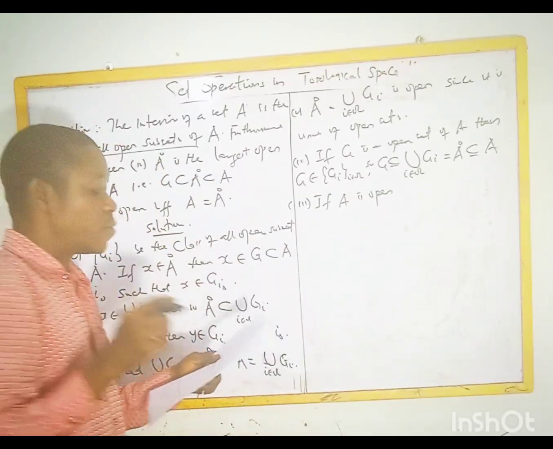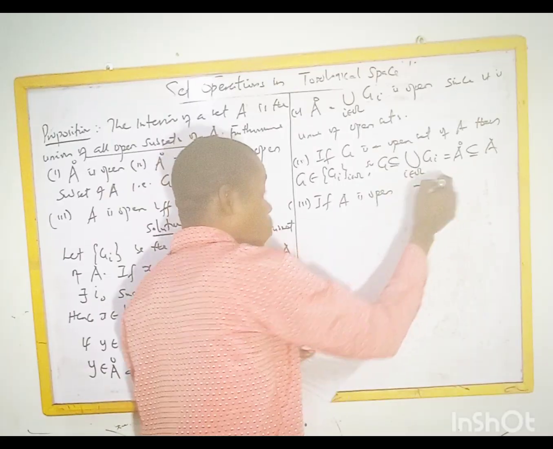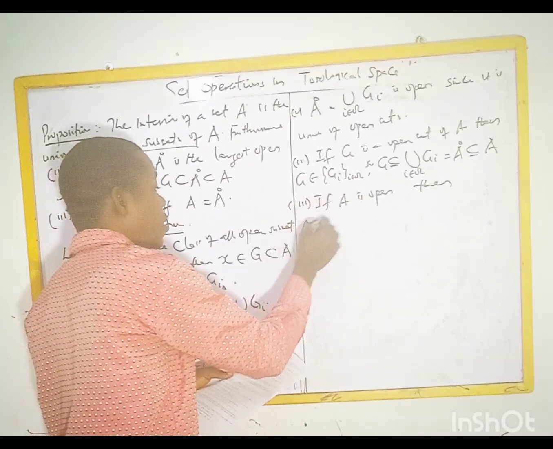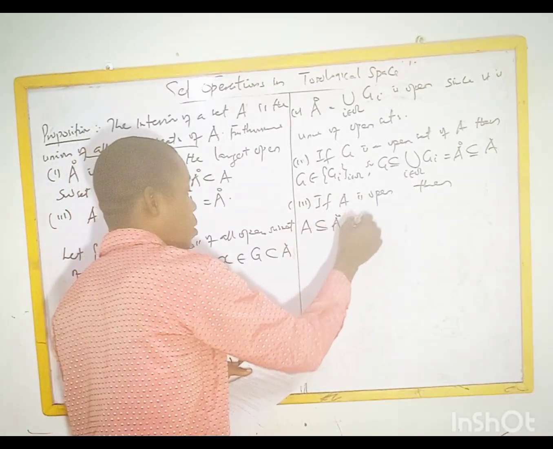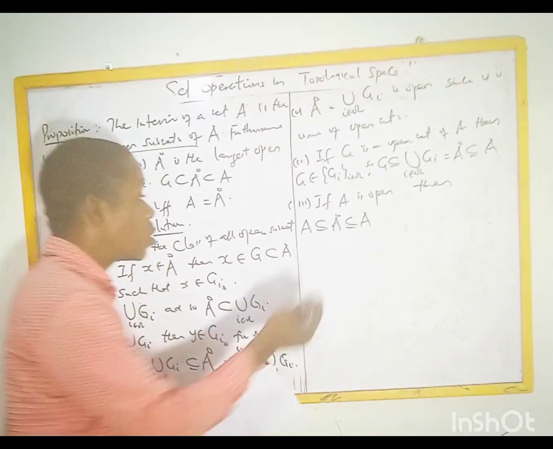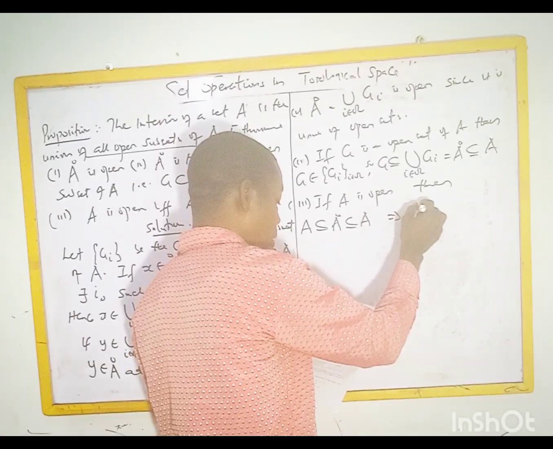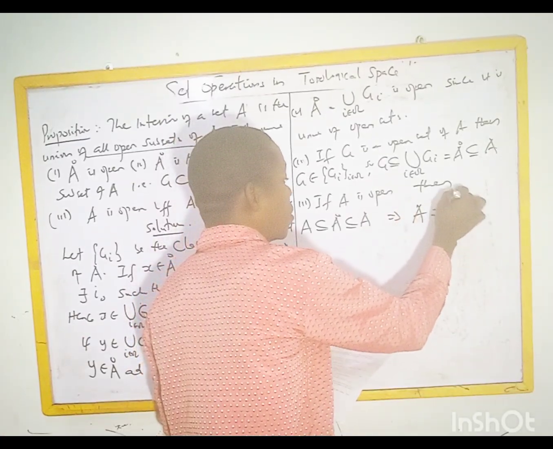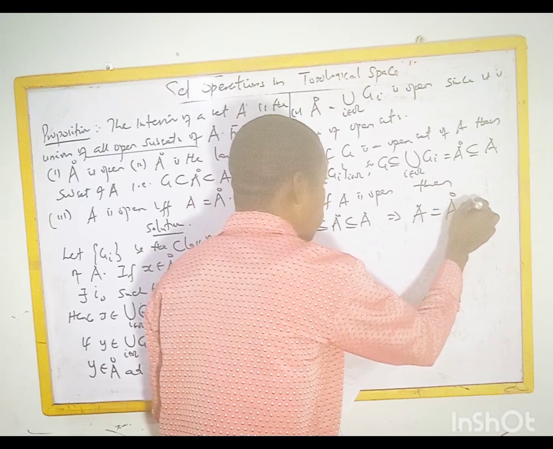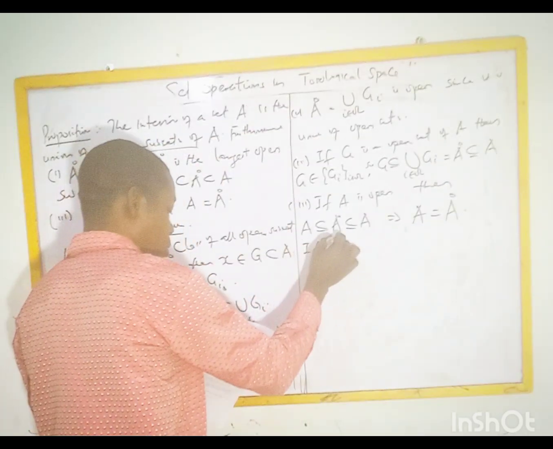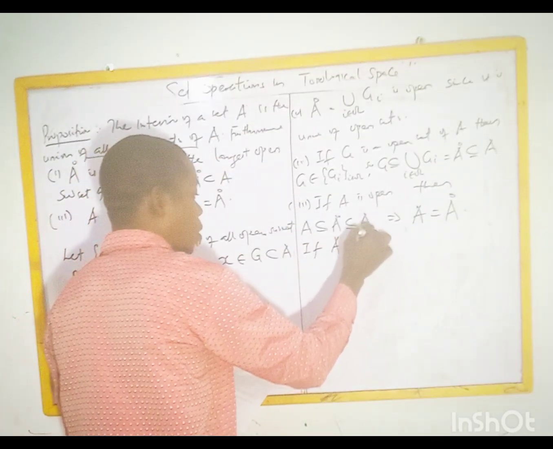I see that. So the third one is like we are saying that if A is open, now, if A is open, then I can say that my A is containing what? A interior is containing A, which implies A is equal to the interior of A.